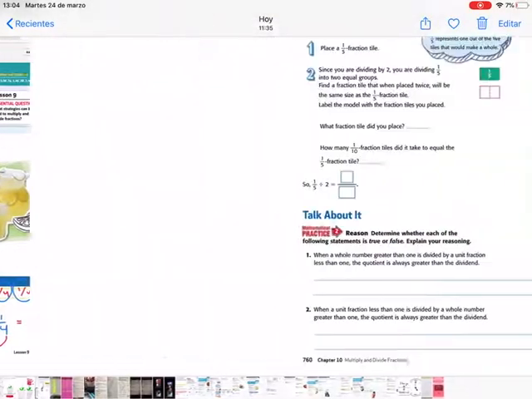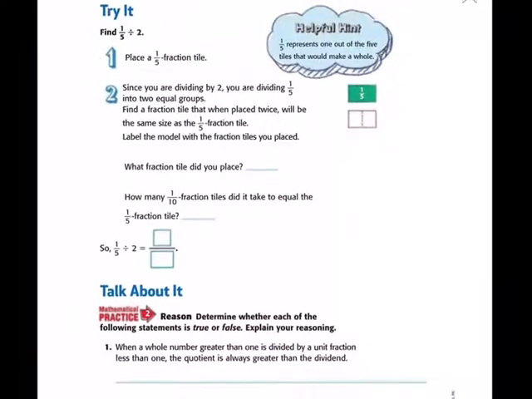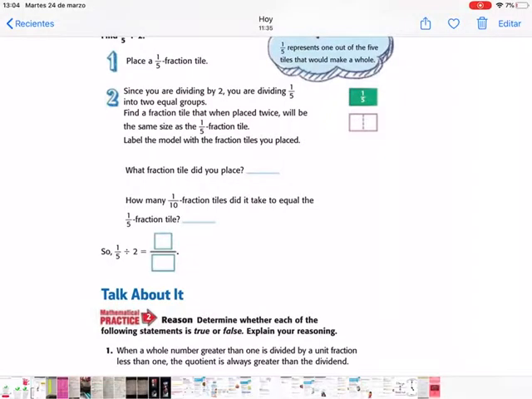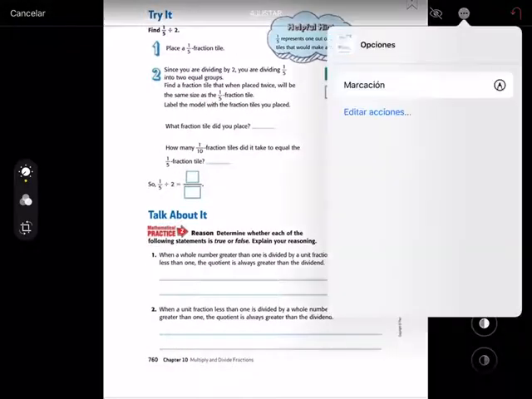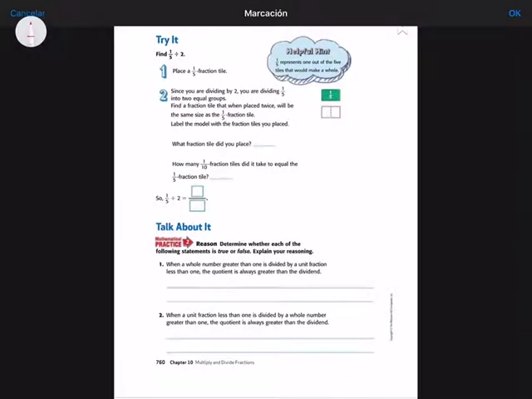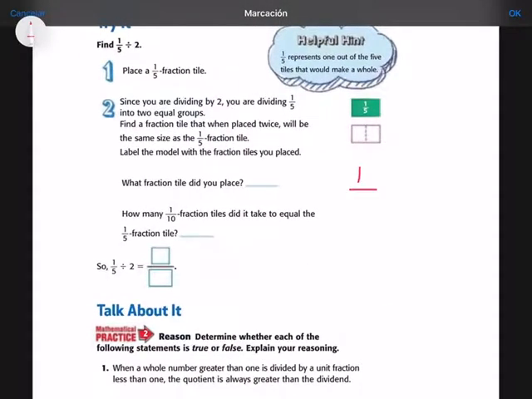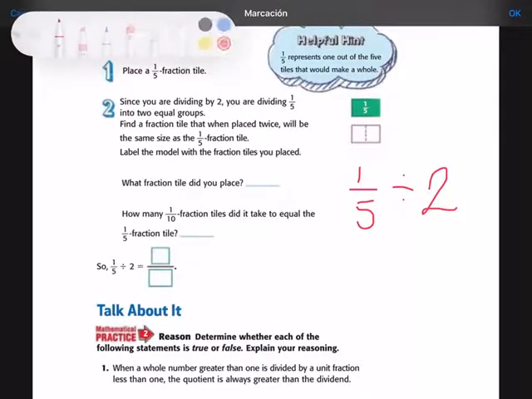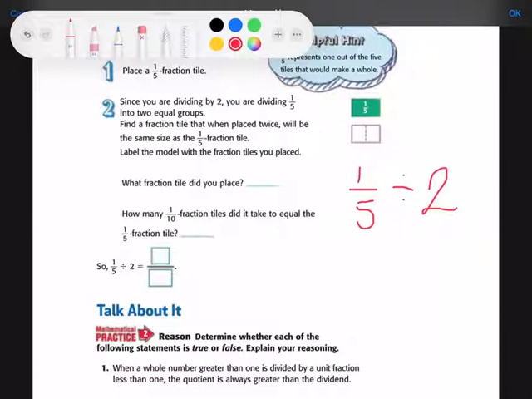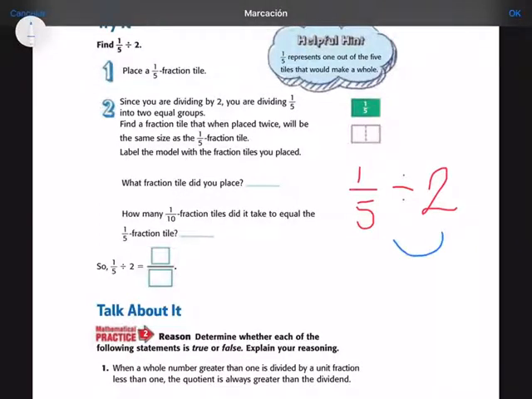Now, we go to the next page. We're going to skip the part of making the models as we did in the other one. And now we are going to make just the multiplication, okay? So I have to find a fifth divided by 2. So we make the multiplication, like 5 times 2 is 10. As it is a denominator, it stays in that part, okay, as a denominator.